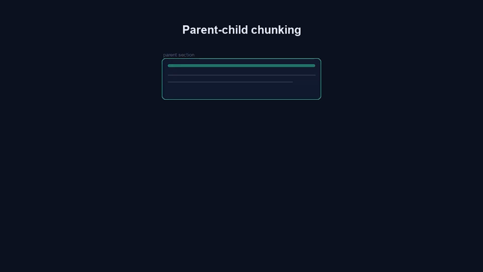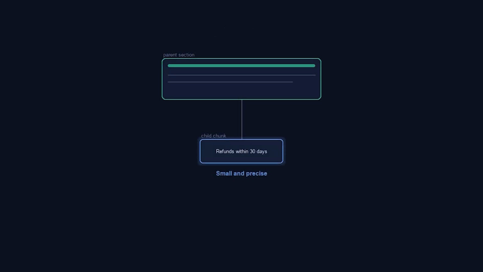One strategy is parent child chunking. The child chunk is small and precise. It is used for search. But once it is retrieved, the system also brings in its parent section. So retrieval happens at one level, answering happens at another.